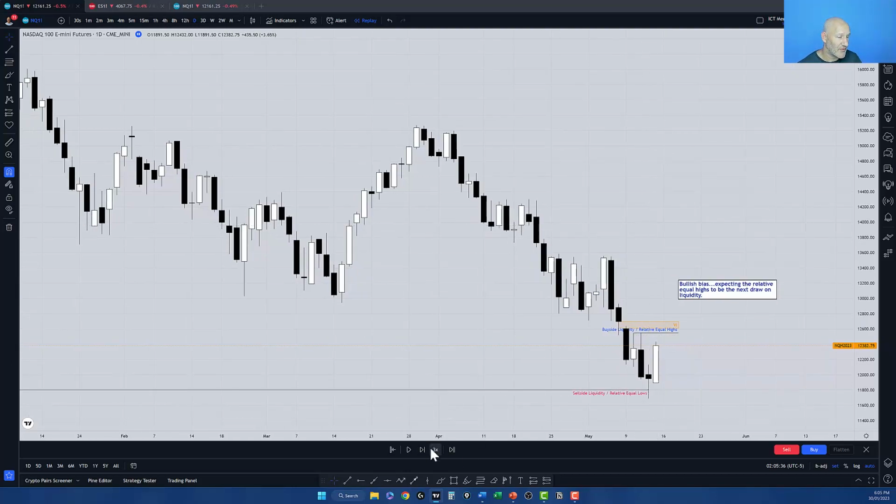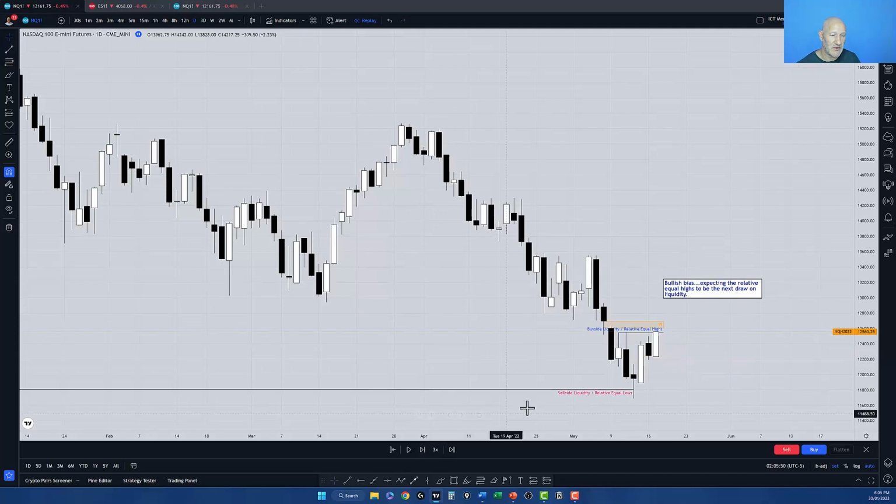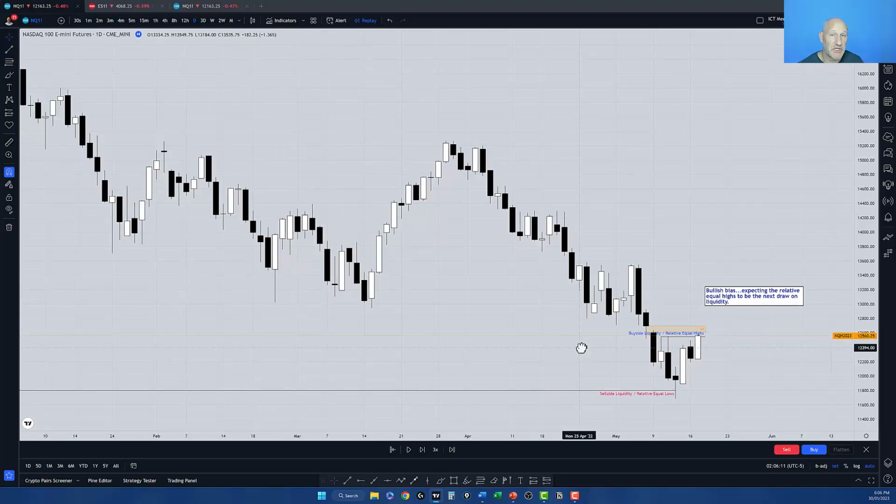Now, if we play this forward, you can see on the 16th, we do get the market reaching up towards those relative equal highs, but we don't quite reach them. And then it's not until that next day, so on the Tuesday, on the 17th, that we actually take out those relative equal highs there. But we're actually more interested in the price action on the 16th because we want to have a closer look at that SMT divergence in action between the NQ and the ES. So let's zoom now to our 15-minute chart.